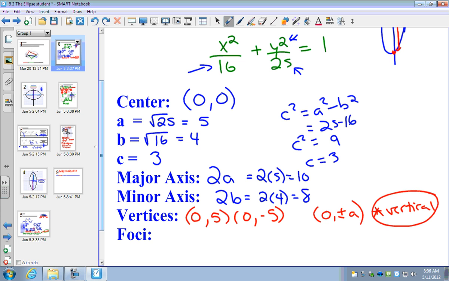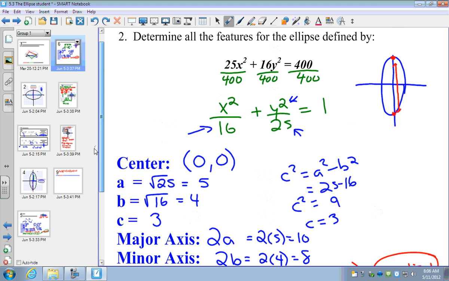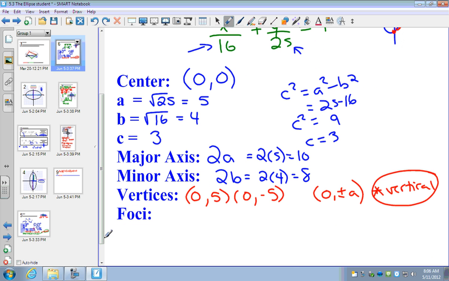Okay. Our foci are going to be right here, right there. Remember that length is called c, and in this case c is 3. So we're going to have 0 and 3 and 0 and negative 3. So in general we did 0 plus or minus c. So just a general formula there. Okay, of course we're going to get more difficult.